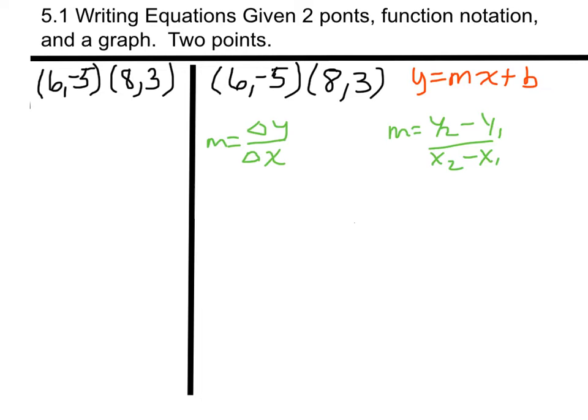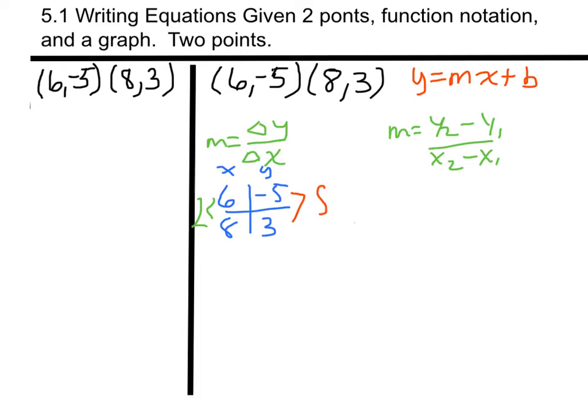So in order to do that, I'm going to set up a little t-chart here. And so I'm going to have 6, negative 5, and those are my x's and those are my y's. And then I'm going to have 8, 3. And the first thing I'm looking at is how is this changing? Well, from 6 to 8, that is plus 2. So I'm going to write a 2 there. And then this one over here is going from negative 5 to 3.